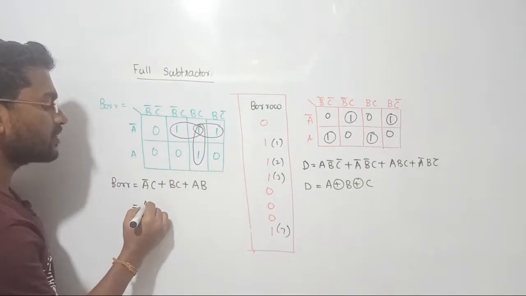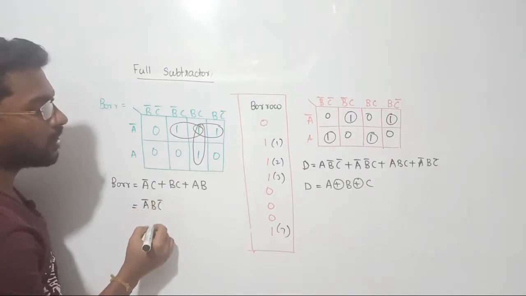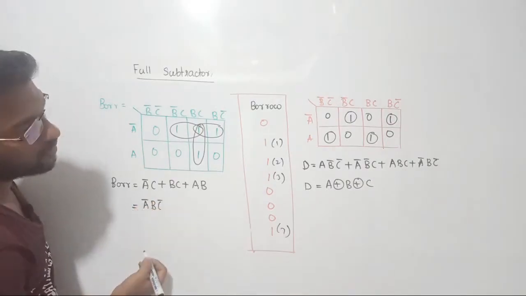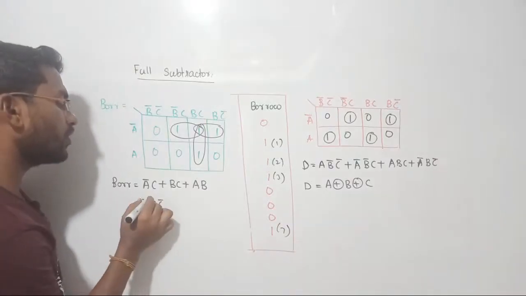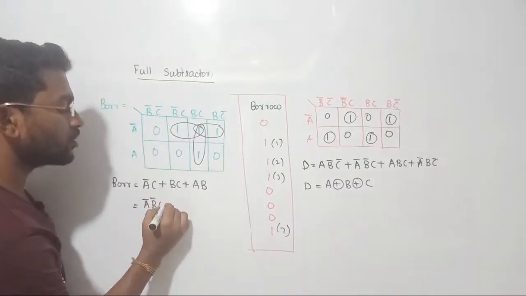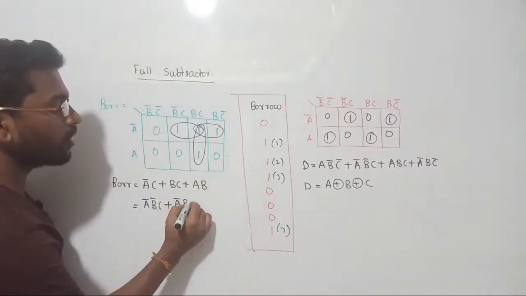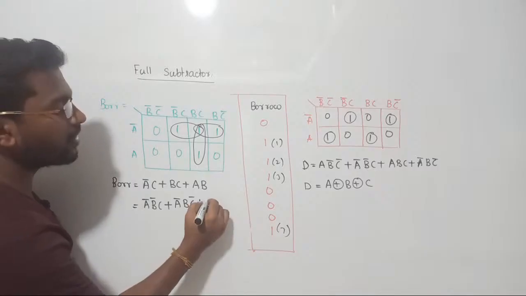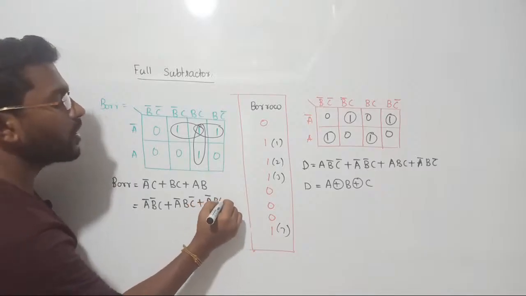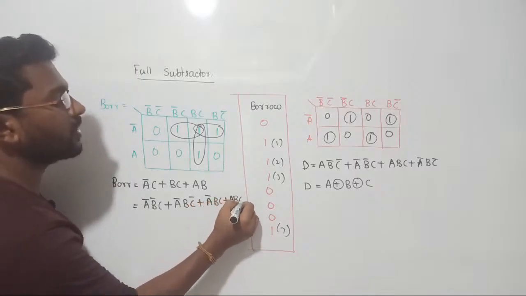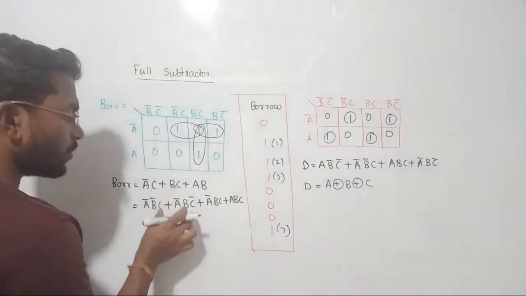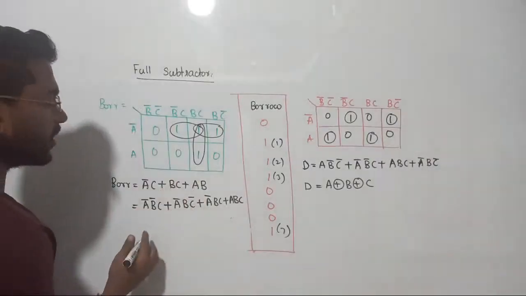1 can be written as A bar B bar C, 0 0 1, plus for 2 we can write A bar B C bar, and then for 3 we can write A bar B C, and then for 7 we can write A B C. Its minimized form is this one.